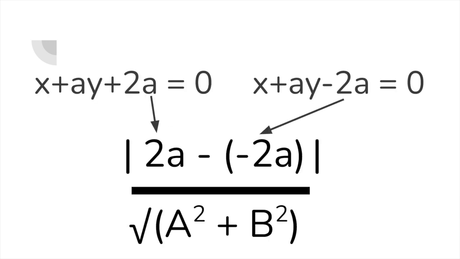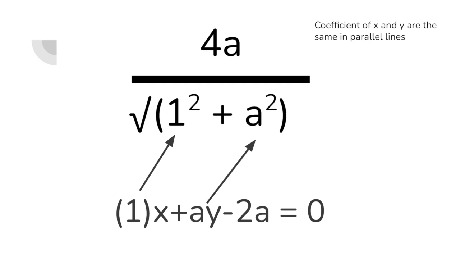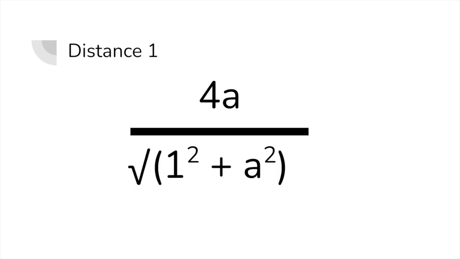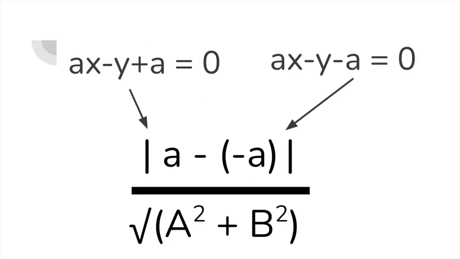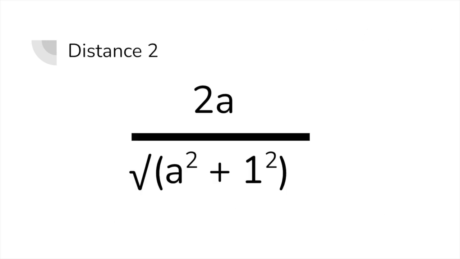Our first distance would be from the first two equations. We subtract negative 2a from 2a and we get 4a. Our a squared and our b squared would be 1 squared plus a squared. We then add the square root symbol over that. We can then finally divide 4a by the square root of 1 plus a squared, which would be our first distance. Our second distance would be subtracting negative a from a, giving us 2a. We then divide that by the square root of a squared plus 1. Our second distance would be 2a over the square root of a squared plus 1.